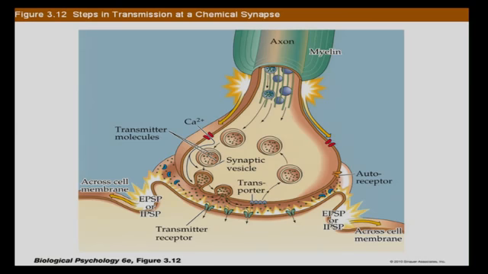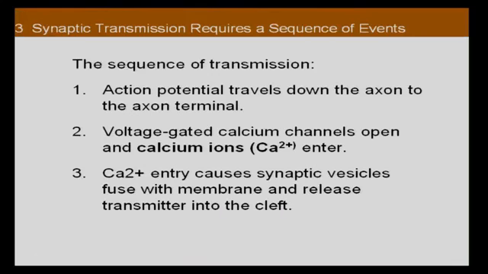Okay, so what happens? We have transmitter into the cleft. Now we jump over to the postsynaptic side. Again, this is the cell body or the dendrite of the next cell. What's happening there?